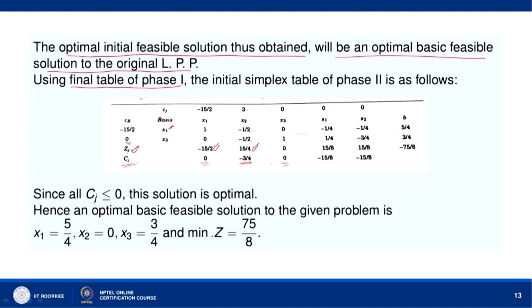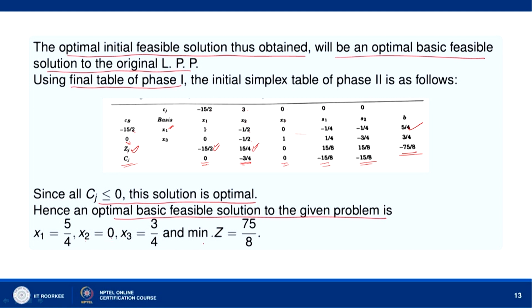Here Cj comes out to be 0, here minus 15 by 8, here it is minus 15 by 8, and here we get minus 15 by 2 into 5 by 8 plus 0 into 3 by 4, that is minus 75 by 8. Now let us see, Cj is 0 here, here negative, here 0, here negative, here negative. So Cj is less than or equal to 0, and therefore this solution is optimal. And so an optimal basic feasible solution to the given problem is x1 equal to 5 by 4, x3 equal to 3 by 4, x2 equal to 0 because x2 is a non-basic variable.